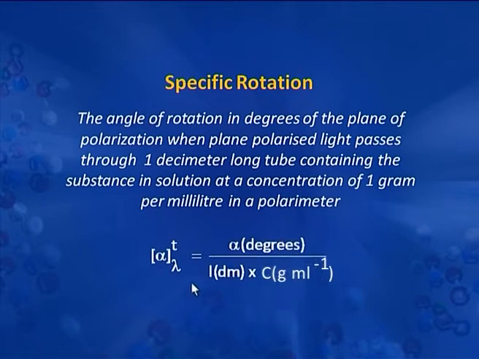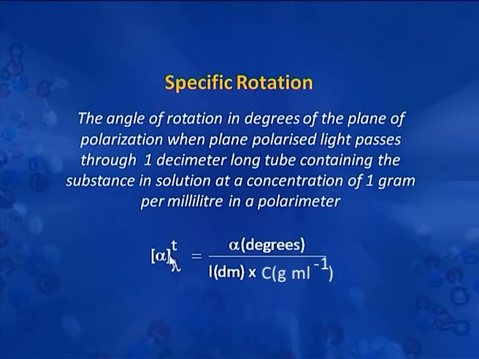Mathematically, we can write it like this, alpha written in the square brackets. Alpha is the observed rotation, but when we write alpha in square brackets, that represents the specific rotation. This is equal to alpha observed in degrees divided by the length of the tube in decimeter. So, obviously, if it is a 1 decimeter tube, L will be 1. Suppose it is a 2 decimeter tube, so L will be equal to 2. So, obviously, specific rotation will be half of the observed rotation, and C represents the concentration in grams per ml.